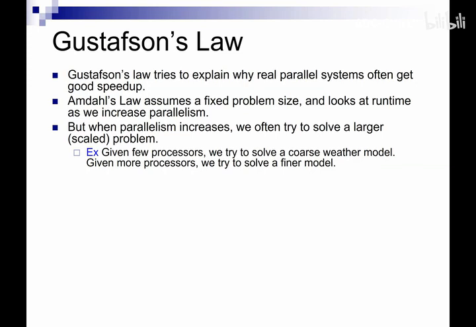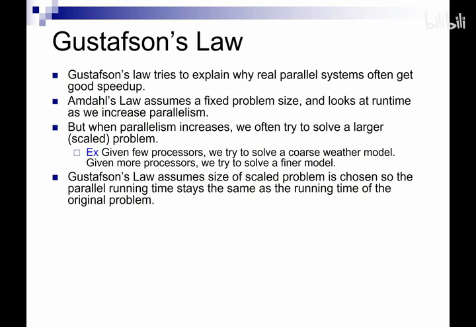So in practice, instead of keeping the same problem size as you increase the number of processors, you increase the problem size as you increase the number of processors. Gustafson's law tries to capture this phenomenon of increasing problem size. In fact, it's going to say that this larger problem, which we're going to call the scaled problem, is chosen in size so that the parallel running time stays the same as the sequential running time of the original problem.